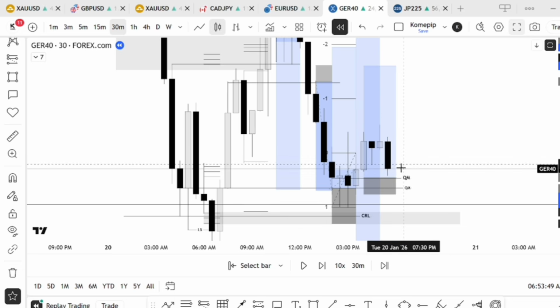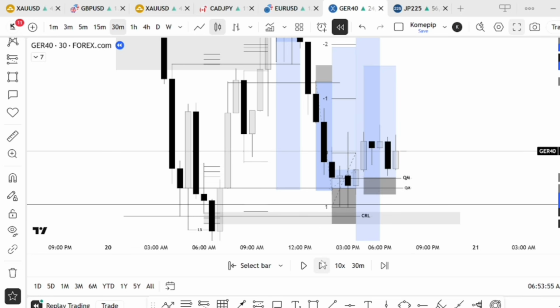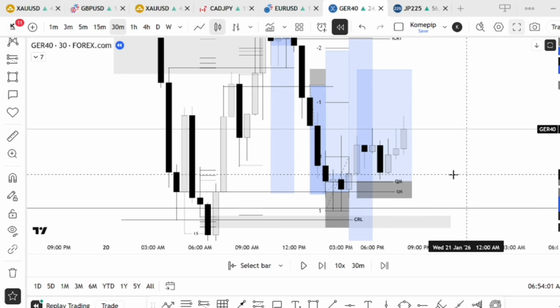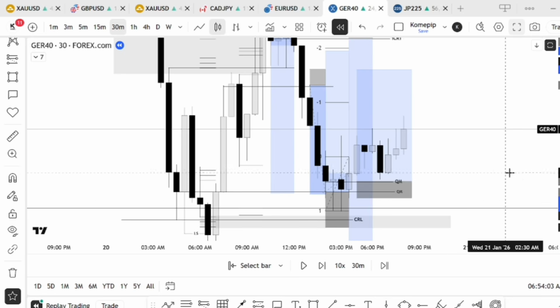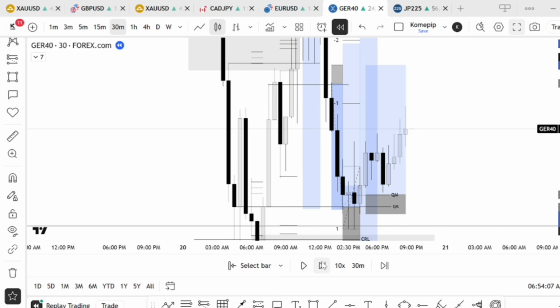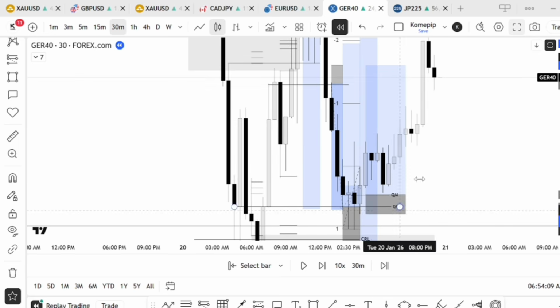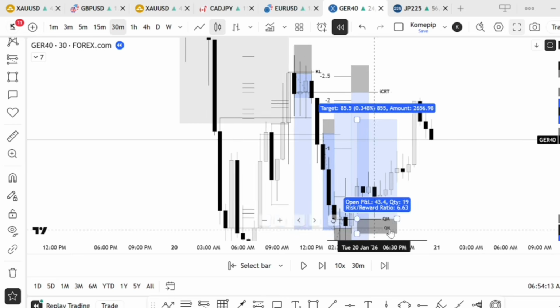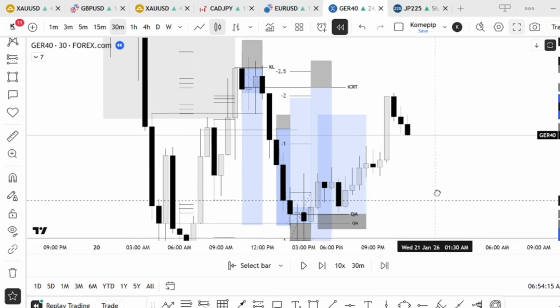Okay, so we're having some push to the downside. Can we get a tap? Oh, obviously there's no tap. So that was a miss entry right there. So wait patiently. All right, yeah, that was obviously a miss entry. We had a miss entry here.